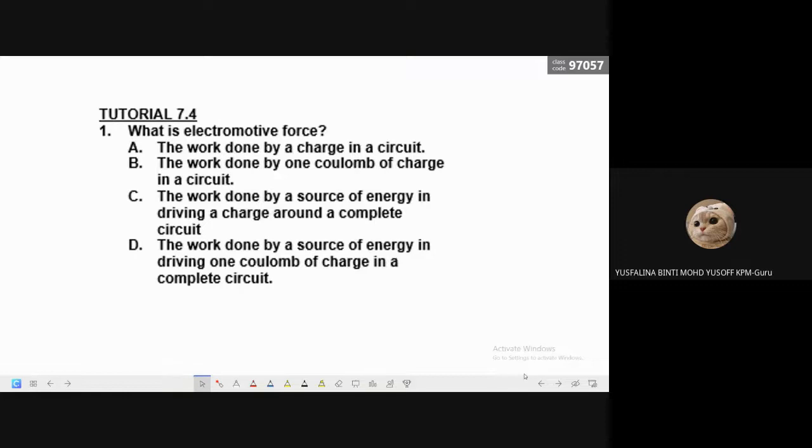So tutorial 7.4, what is the electromotive force? Electromotive force is actually to complete a circuit, not like 1 point to 1 point. That one is a potential difference, right? I already told you just now. So the work done by a source of energy in driving 1 coulomb of charge in the complete circuit, must be from positive to negative.